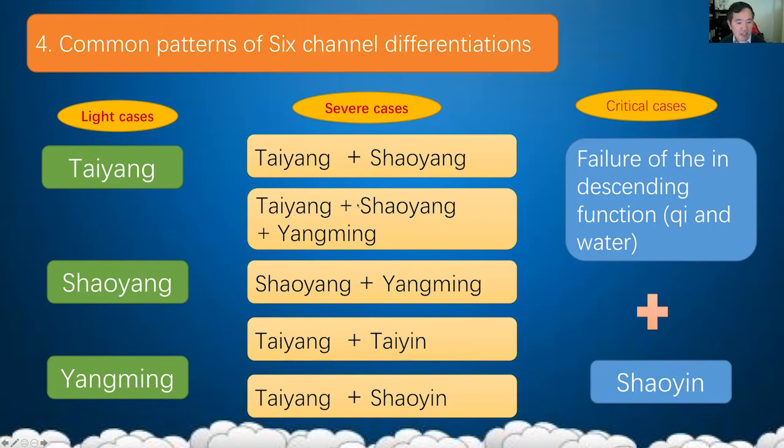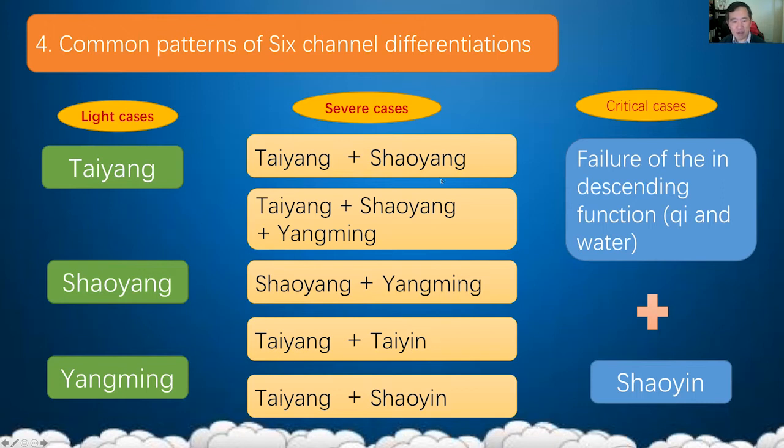But sometimes we can see a mixture of 3 channels, for example, Taiyang, Shaoyang, Yangming, but it can only be seen at the severe cases. So when people move to the severe cases, we can automatically think that there is involvement of different channels. It means that different treatment formulas could be combined, not using a single formula or a single prescription of acupuncture to treat. When it is at the critical cases, it's much more complicated.